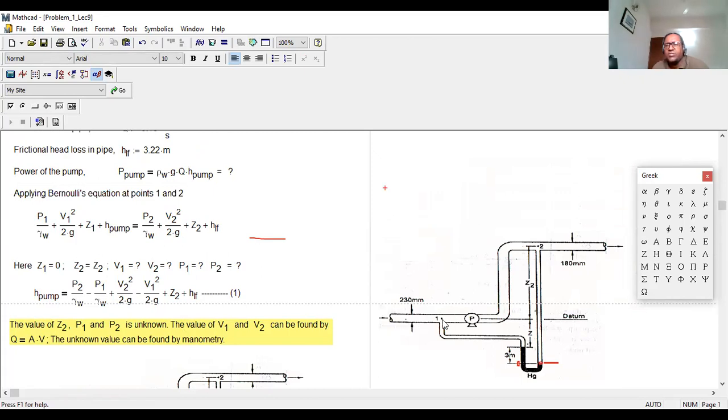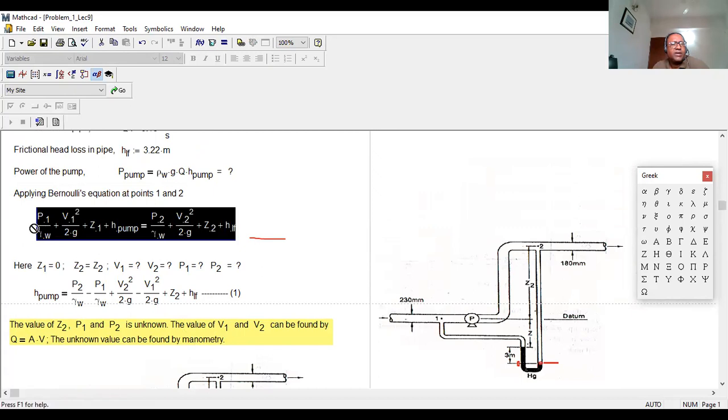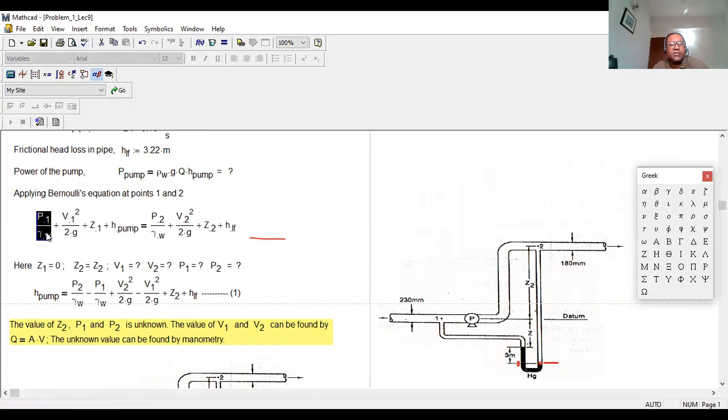So first apply Bernoulli's equation at point 1. P1 by gamma, this part, P1 by gamma, plus V1 squared by 2g plus Z1. Obviously Z1 will be 0 because this is the datum reference line. Then H pump: this much energy the pump is adding to the fluid. At point 2, with this much energy, the fluid is leaving point 2.